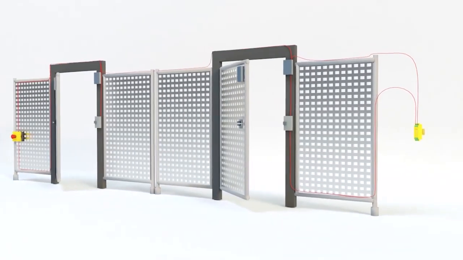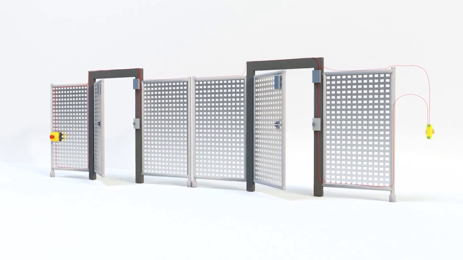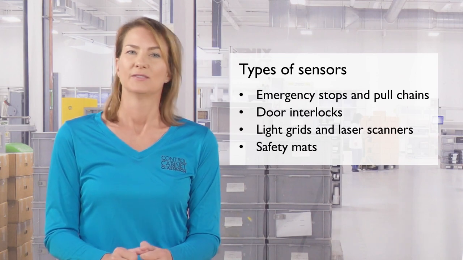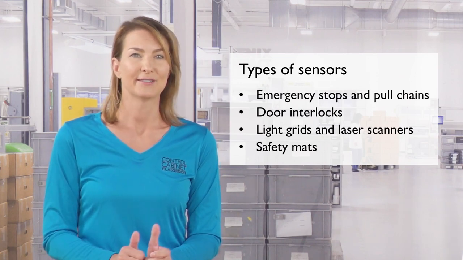For most machine applications, safety sensors are used to initiate the safety function, which is typically a power down or safe state off. There are a multitude of different safety applications, but some of the most common sensors are emergency stops and pull chains, door interlocks, light grids and laser scanners, and safety mats. Most of these sensors are used to ensure that no one is in a hazardous area by guarding the entrances, but emergency stops are unique, as they are used when an unsafe situation has started or hazardous energy needs to be immediately stopped. Remember, you should always select the correct sensor based on industry standards for your application.